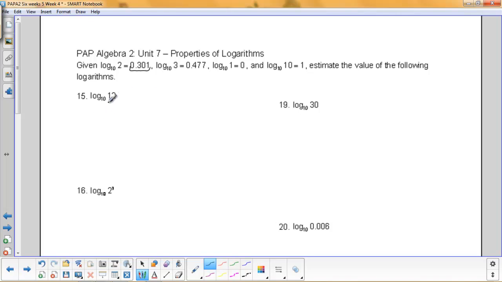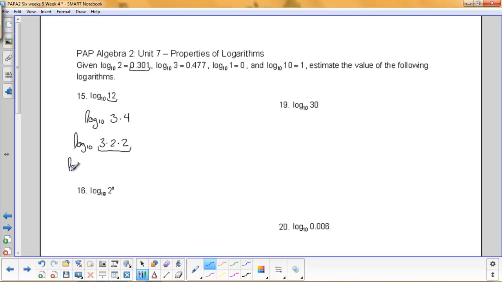So what you want to do here is look for a way to get 12 to turn into a combination of 2, 3, 1, and 0. So remember that 12 can turn into 3 and 4. Log base 10 of 3 times 4. Remember also that 4 can turn into 2 times 2. So I'm going to rewrite this as log base 10 of 3 times 2 times 2. Here are the terms of my argument. Here they are all being multiplied.